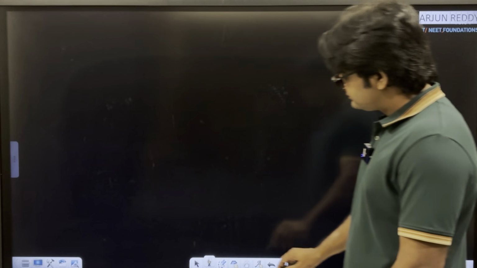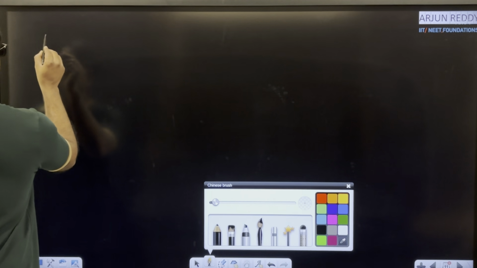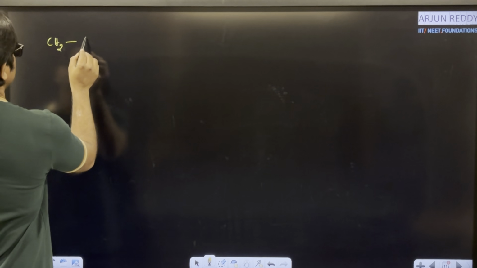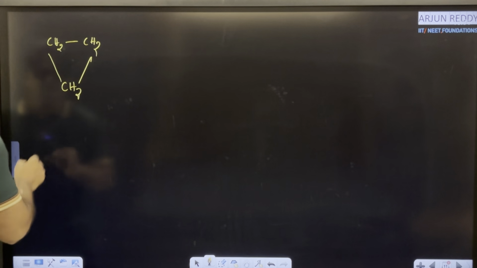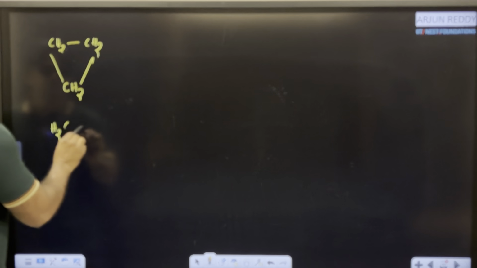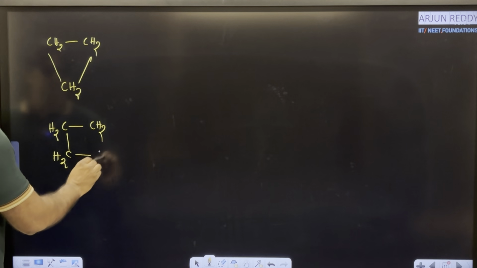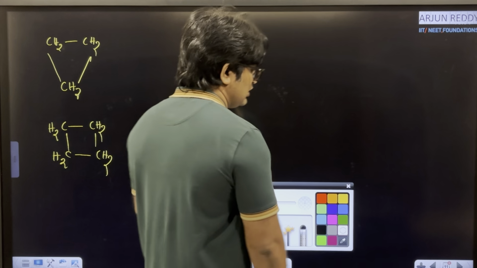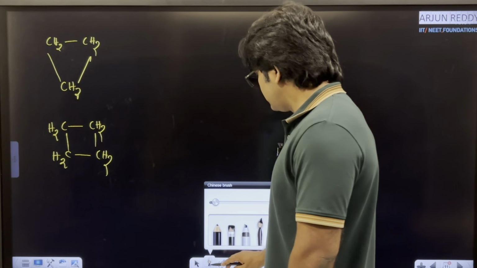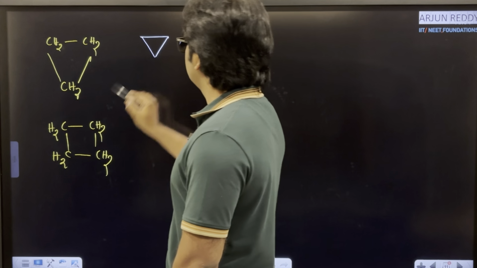Okay, let me take one cyclic compound. CH2, CH2, and then CH2, a three-membered ring system, or CH2, CH2, CH2, again CH2. Simple cyclic compound. Convert this one into bond line formula. Very simple, just three carbon atoms are there. This is the bond line formula.